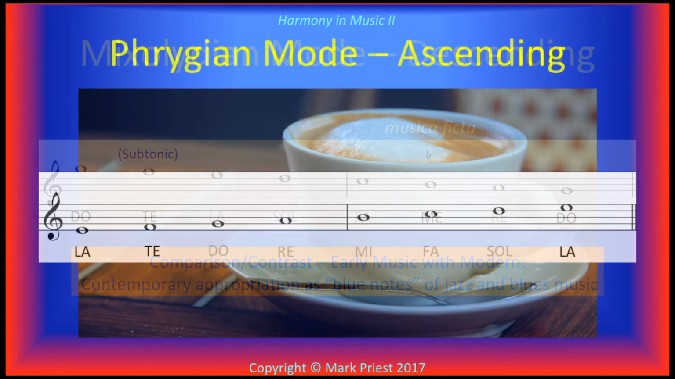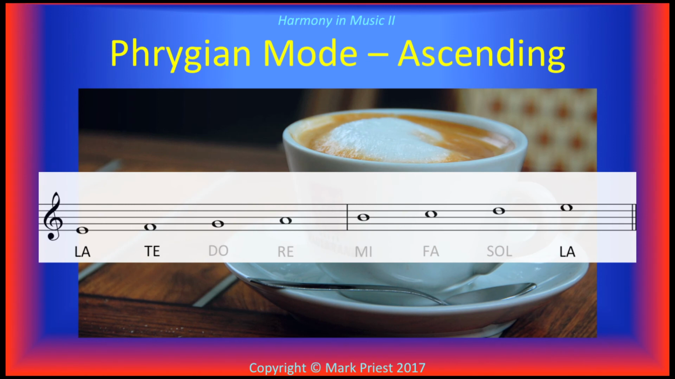Phrygian is a minor mode similar to Dorian and Aeolian. The note E is the La, because the tonic triad and lower tetrachord of E Phrygian feature a minor third. La, Te, Do, Re, Mi, Fa, Sol, La.